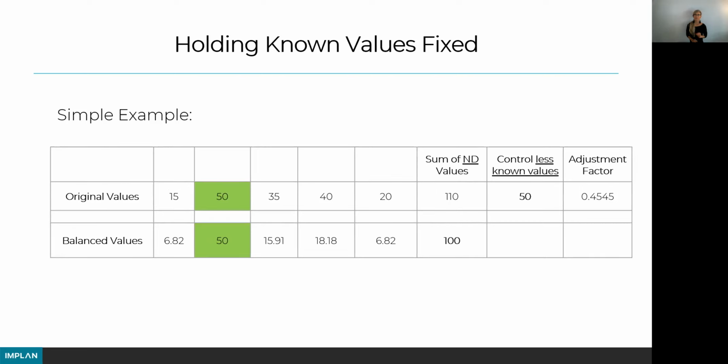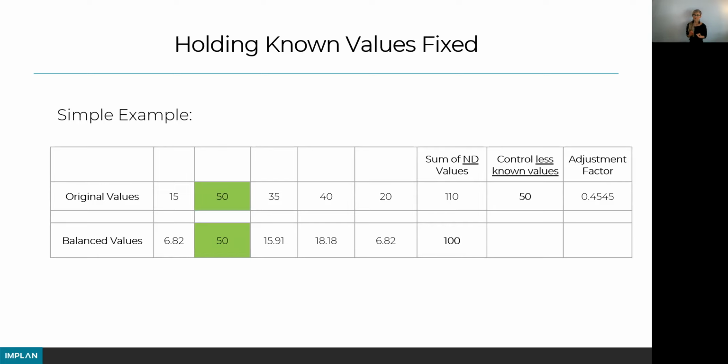Okay, so how we do that is now we don't want to adjust all the numbers so that they sum to 100. What we want to do is adjust all the unknown numbers to the control total less the known values. So how we do this is first sum up just the non-disclosed values. That's that ND here, basically unknown values, values that are estimates of ours. So they were non-disclosed and we provided estimates for them. And the sum of those numbers is 110.